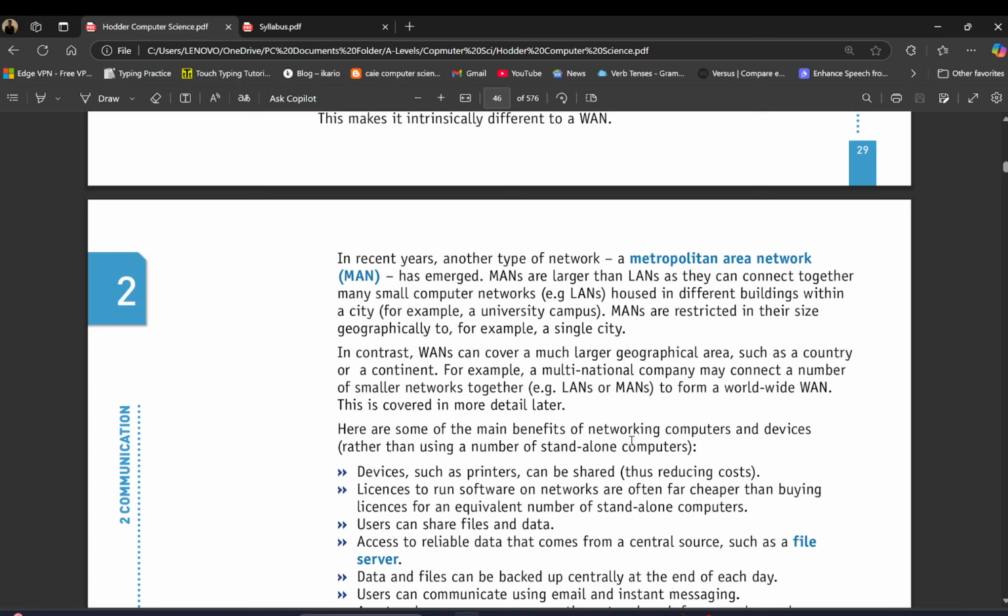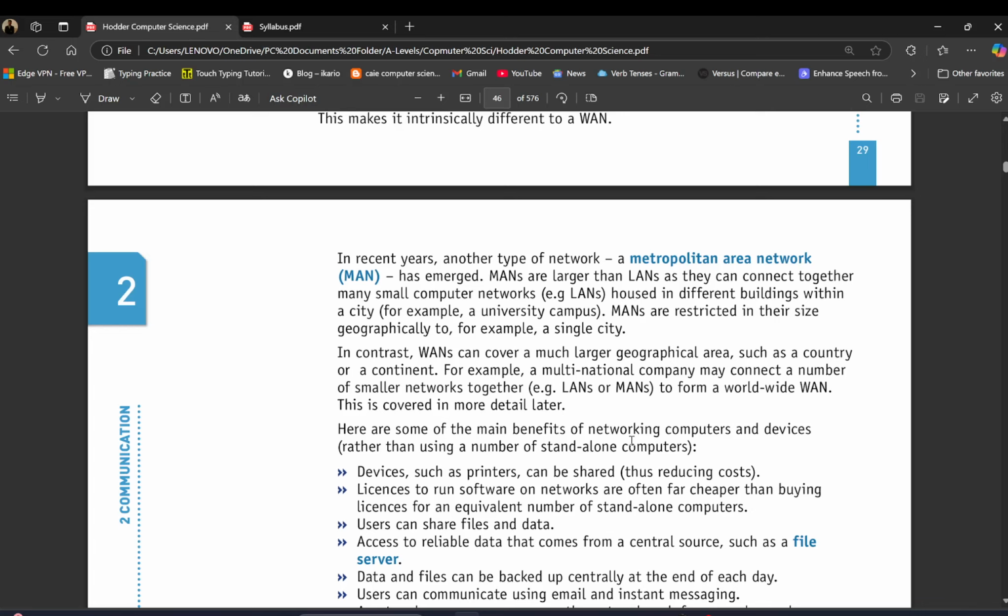Right. Another thing, licenses to run software on networks are often far cheaper, whenever you're buying something in bulk. Take an example of Microsoft Office Suite. A personal Microsoft Office Word would cost much higher per user. But if you buy it for 300 people on a network, if a personal one costs $6 a month, although the network one might have a higher price tag, if you divide by 300, it might just come around $1 or $1.5. So it's cheaper.